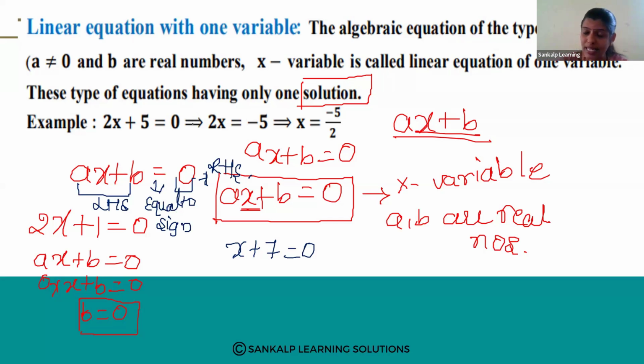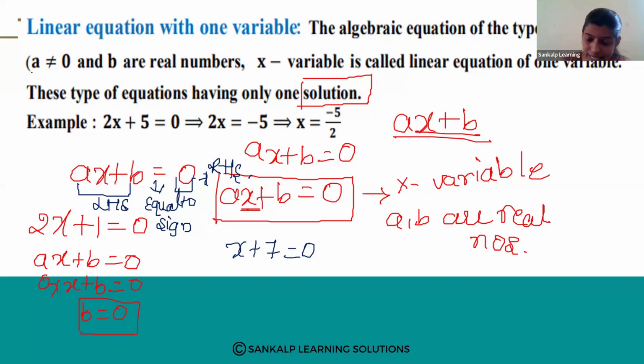See, x plus 7 equal to 0 is there. So, in which value of the x will our LHS part become equal to RHS part? That means, if you substitute some value in x, you will get LHS is equal to RHS. That means what is in the RHS? RHS value is 0. So in which value of the x LHS becomes equal to RHS?